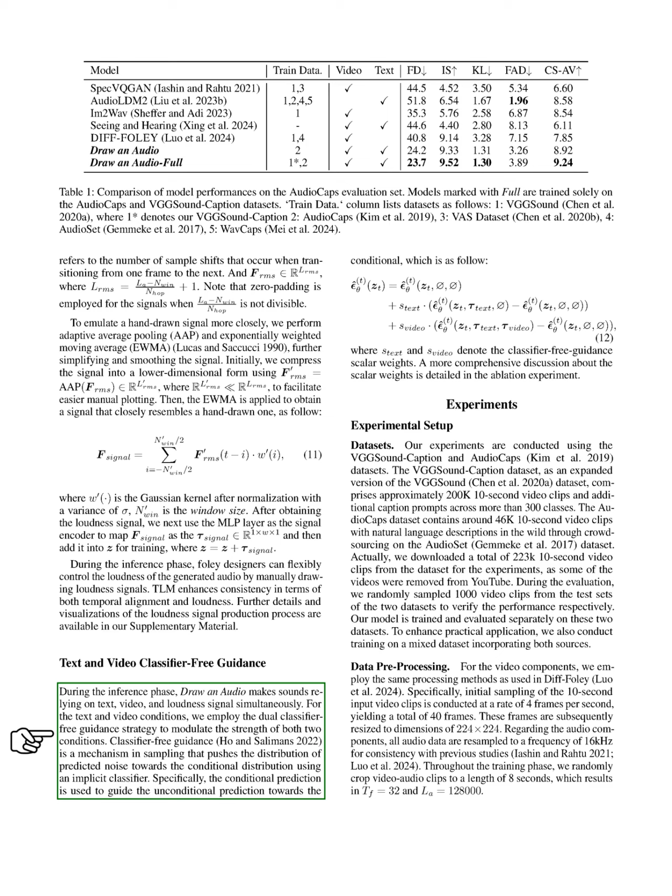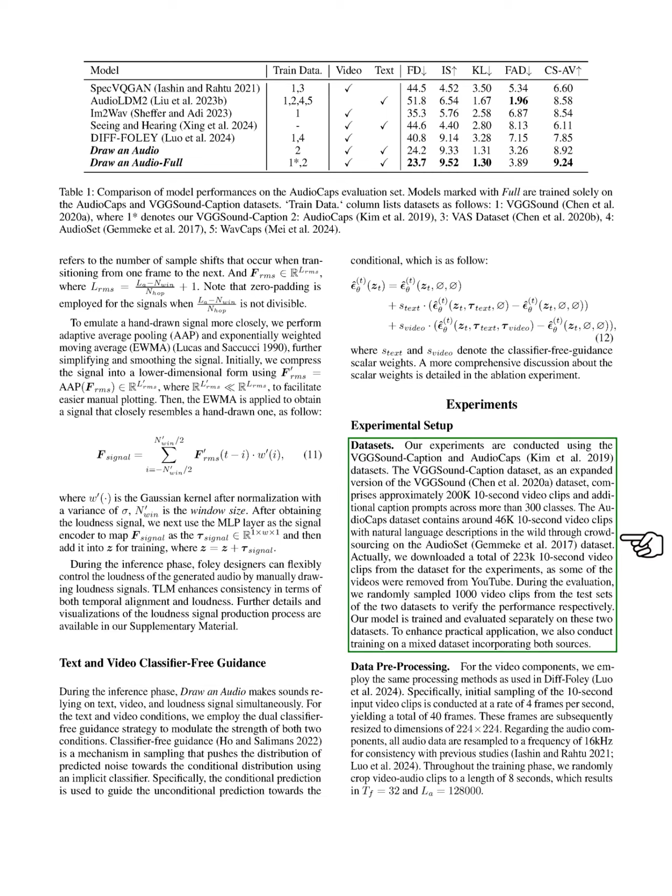Specifically, we guide the unconditional predictions towards the conditional ones using scalar weights for text and video, which we discuss further in our ablation experiments. For our experiments, we use the VGG sound caption and audio caps datasets. The VGG sound caption dataset includes around 200,000 10-second video clips with captions across more than 300 categories. The audio caps dataset has about 46,000 10-second video clips with natural language descriptions sourced from the AudioSet dataset. We downloaded a total of 223,000 clips for our experiments, as some were removed from YouTube.